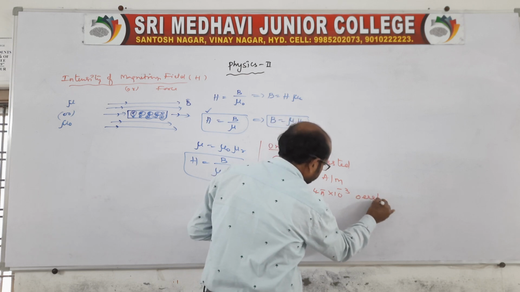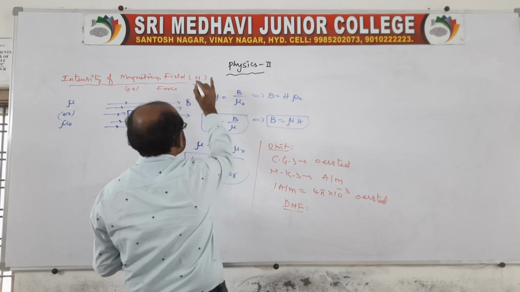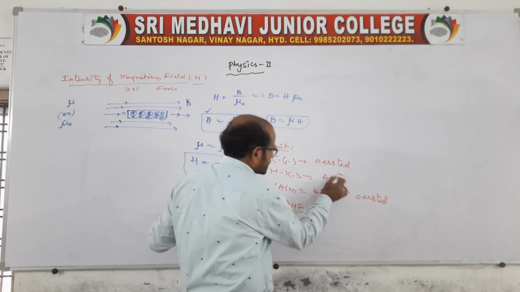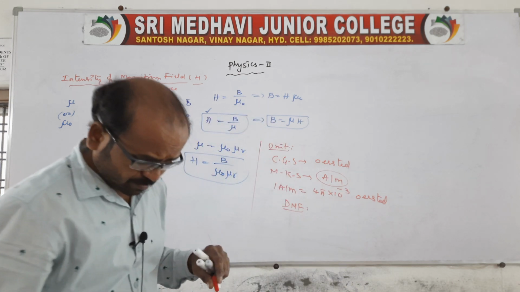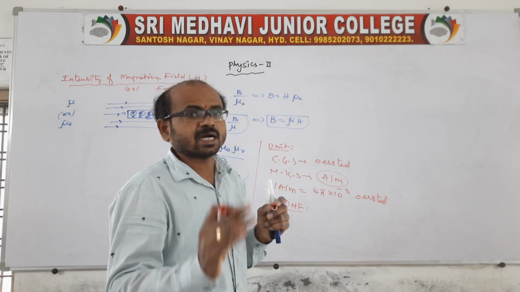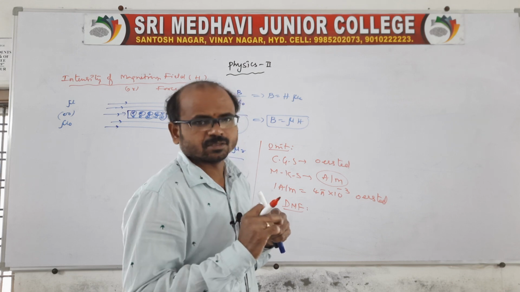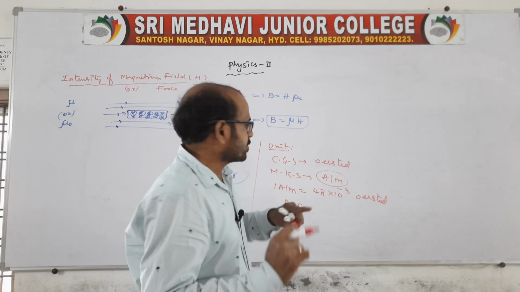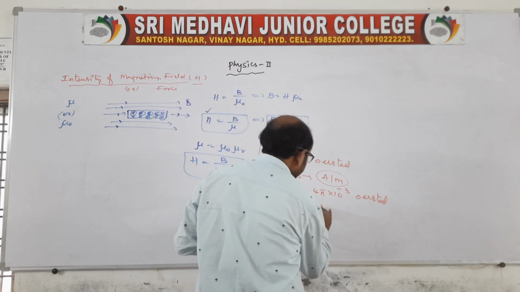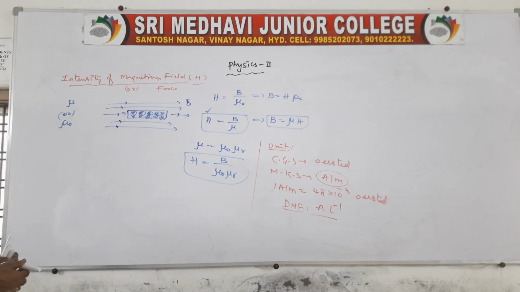Clear? And the dimensional formula for magnetizing force, because we should identify by using the dimensional formula or the unit, because sometimes in problems they will give you magnetic induction instead of magnetizing force, but we should identify by using the unit only. So here the dimensional formula will be A L inverse. This is about capital H, the intensity of magnetizing field.